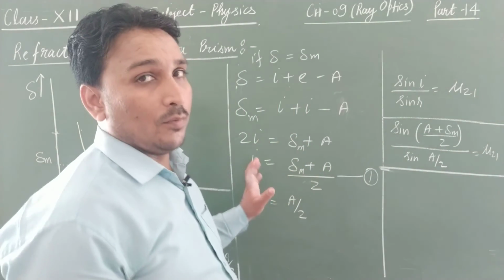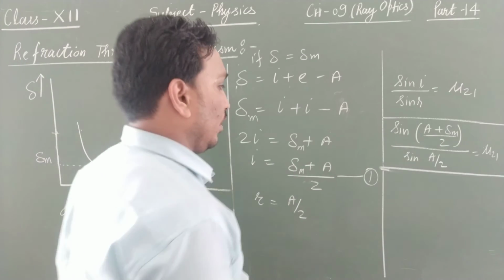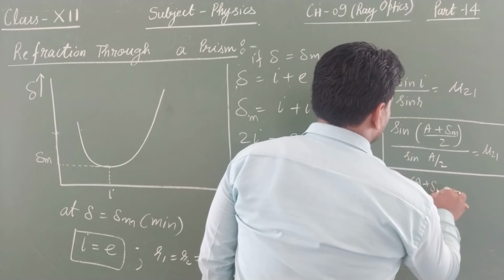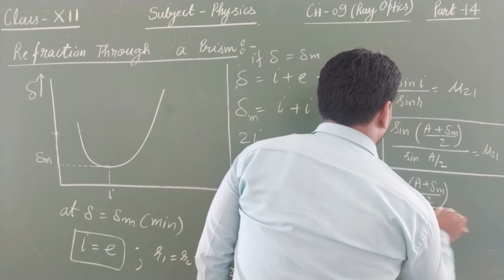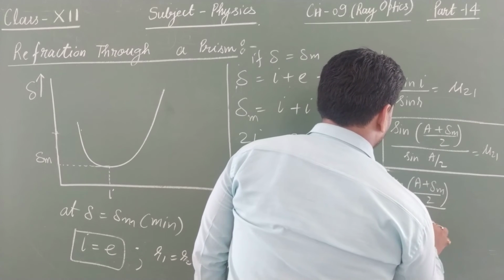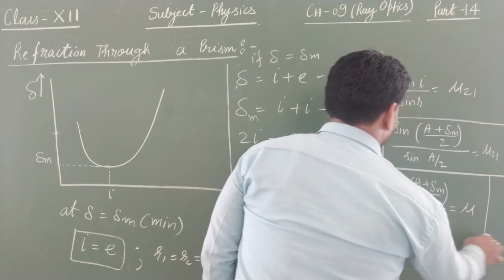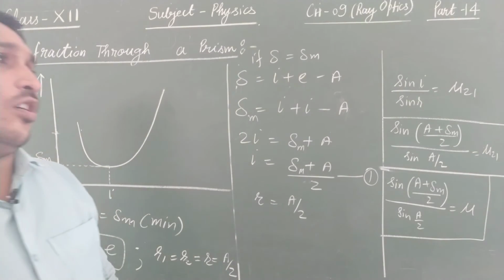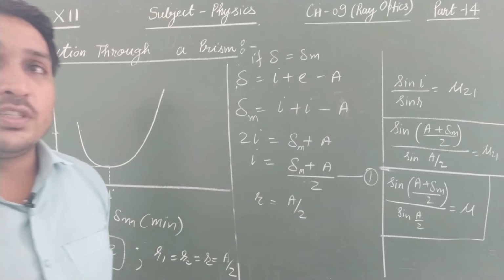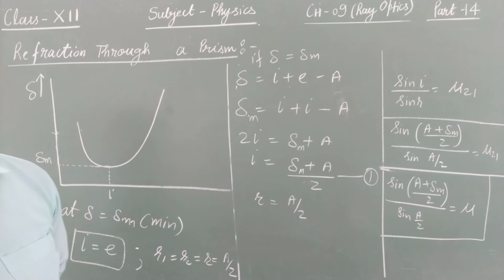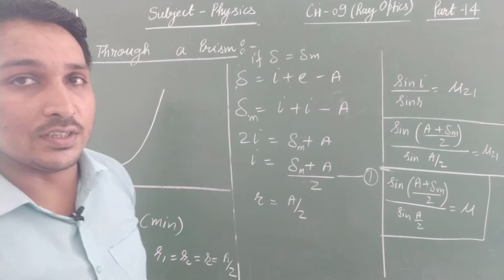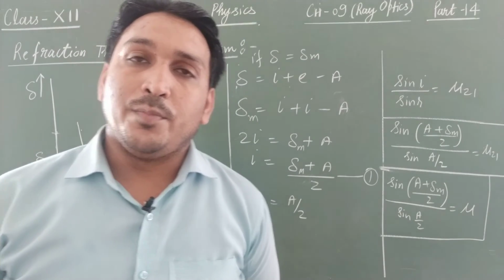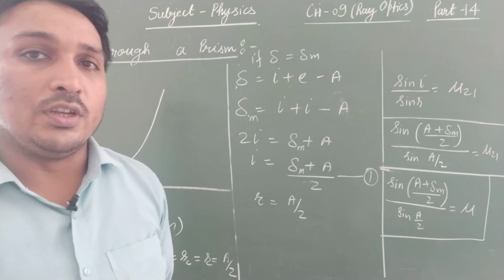If the outer medium of the prism is air, so mu 1 is equal to 1. In that case, we can write sin of A plus delta m by 2 upon sin A by 2 is equal to mu, the refractive index of the glass of the prism or material of the prism. Okay, so this value will be verified for all the prisms and for all the angles of incidence. But there is a special case, that if the prism is very thin, then what to do? So there is a different case.